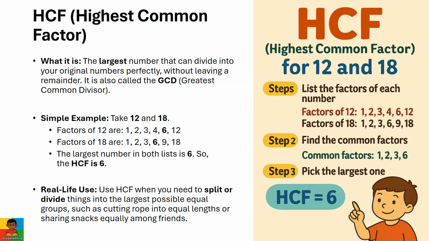The HCF, or highest common factor, is the largest number that can divide your original numbers perfectly without leaving any remainder. It's also called the greatest common divisor, or GCD. For example, let's take 12 and 18. The factors of 12 are 1, 2, 3, 4, 6, and 12. The factors of 18 are 1, 2, 3, 6, 9, and 18. The largest number in both lists is 6, so the HCF is 6. In real life, use HCF when you need to split things into the largest possible equal groups, such as cutting rope or sharing snacks equally among friends.